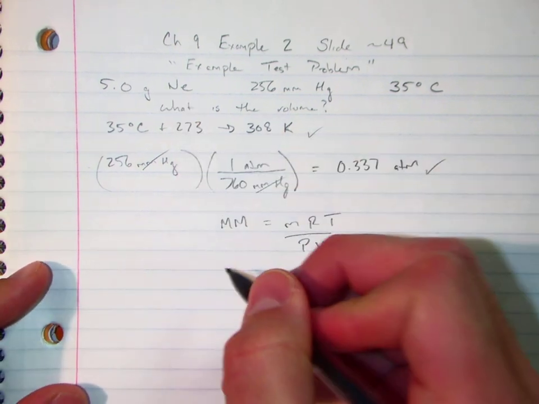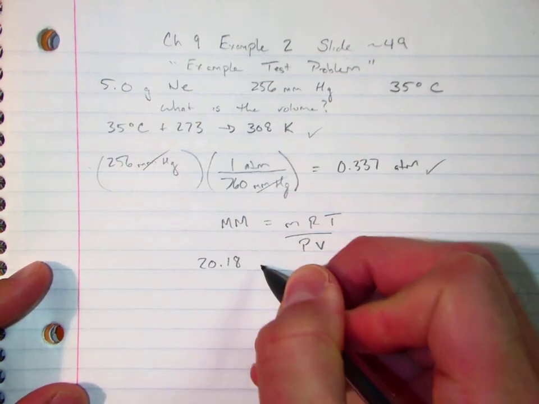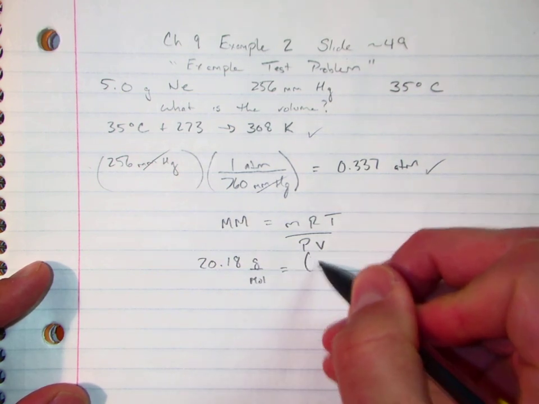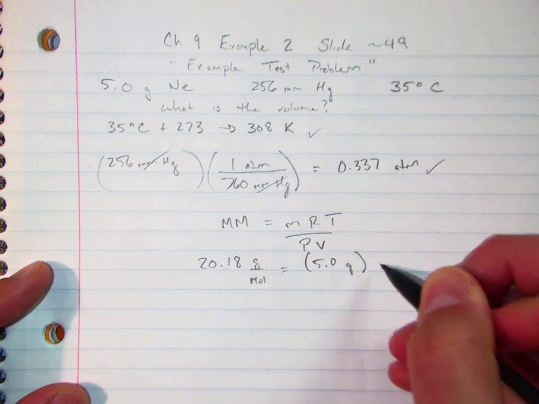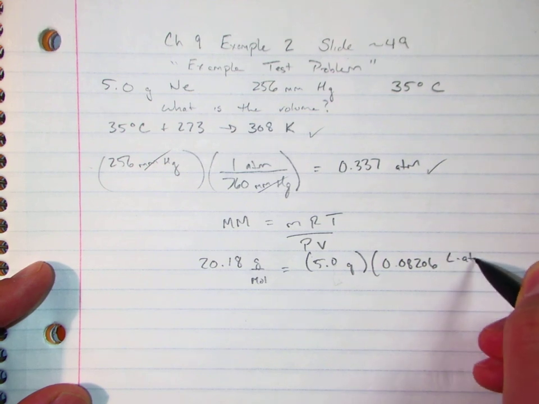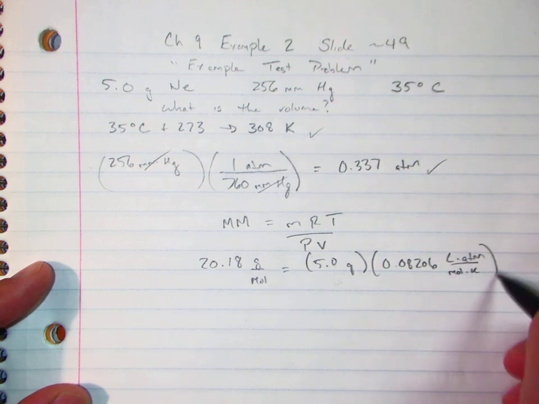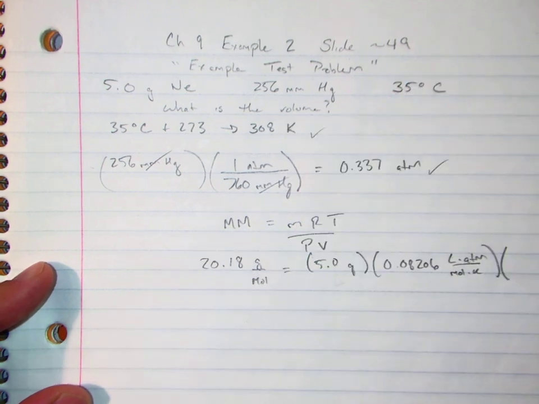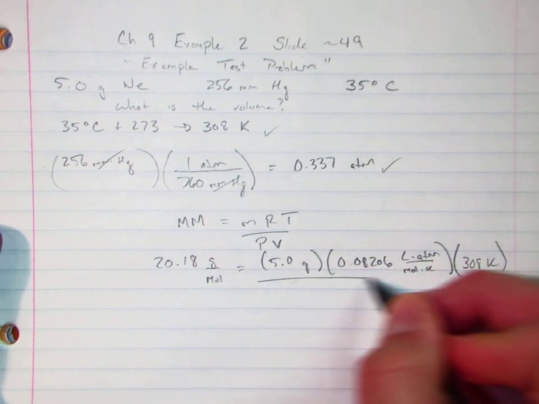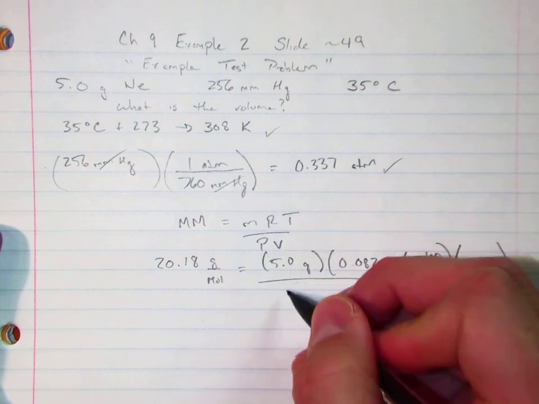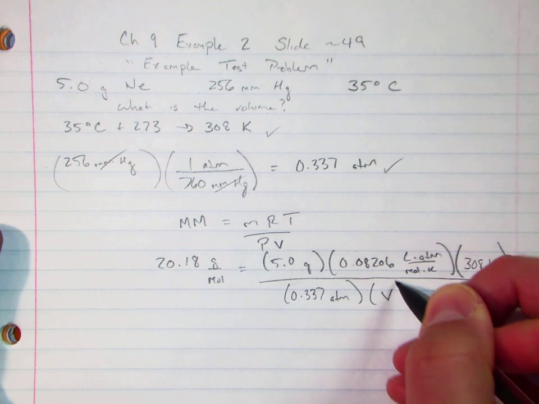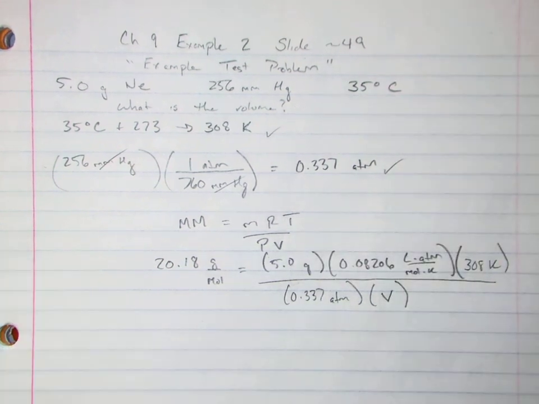The molar mass of neon specifically is 20.18 grams per mole, is equal to the mass that we're dealing with, 5.0 grams, times the gas constant, 0.08206 liters times atmospheres over mole times Kelvin. Our temperature in Kelvin, which was 308, over our pressure, 0.337 atmospheres, and lastly our volume, which we were asked in the problem to solve for.